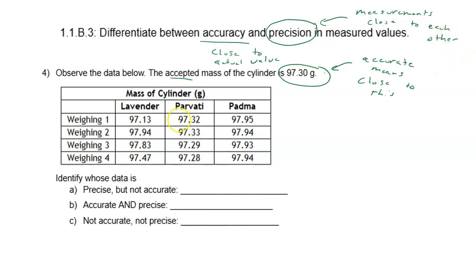As we go through, we can take a look at Lavender first. In Lavender's case, her numbers are all 97 point something, but they jump around quite a bit. So I would say Lavender's measurements are not precise, and none of them are particularly close to 97.30. So Lavender is neither: not precise and not accurate. So I would put Lavender here.